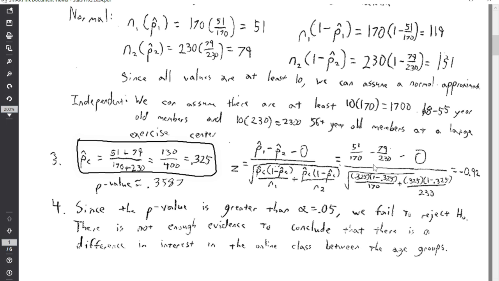And the alternative in this case was that there was a difference in the interest between the age groups of taking the online class. So we failed to reject, not enough evidence for the alternative. That was question 1.